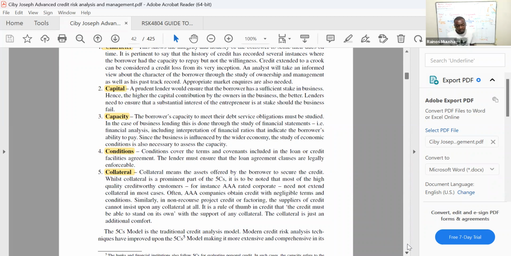So please take note of the 5 Cs of credit. I've seen this being brought in as a theory question in the exam previously. I think, if I still remember correctly, it was one of the papers where it was carrying about 10 marks in the exam as well. So please make sure that you take note of the 5 Cs of credit. Is there any question regarding the 5 Cs of credit? Any questions?